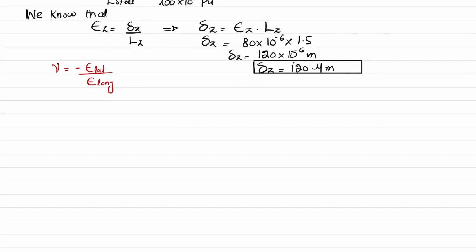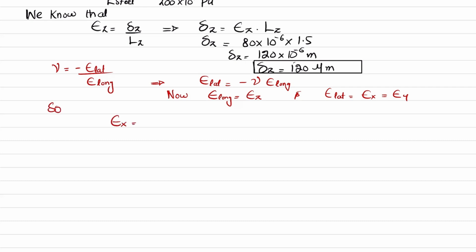So from here we are going to find out this lateral strain. We can see that this lateral strain will be equal to minus nu times longitudinal strain, which we have found out is equal to epsilon Z, and these lateral strains are epsilon X and epsilon Y, and both are equal. So we can write that this epsilon X is equal to epsilon Y is equal to minus nu times epsilon Z. So you have both the values.